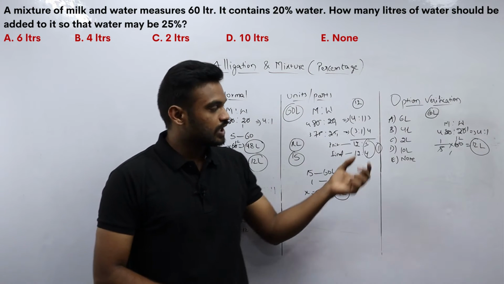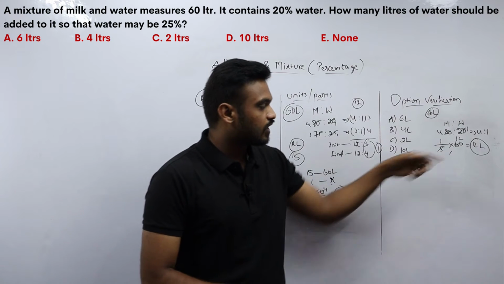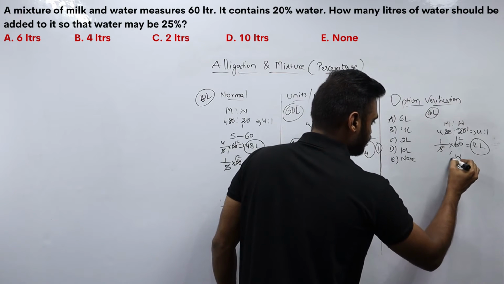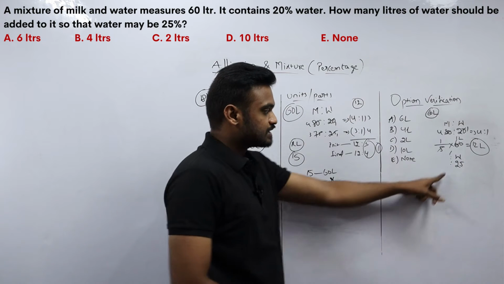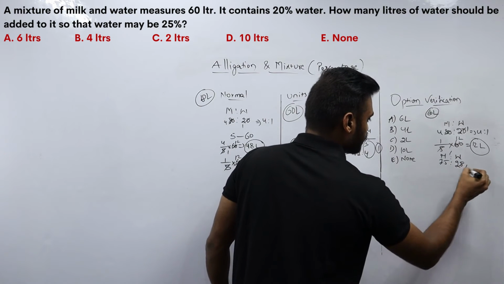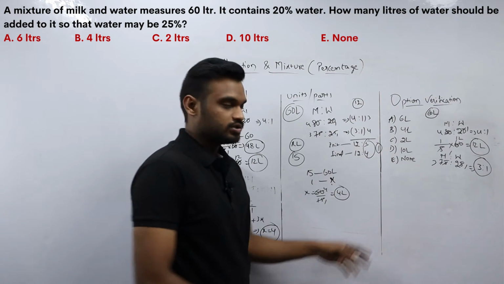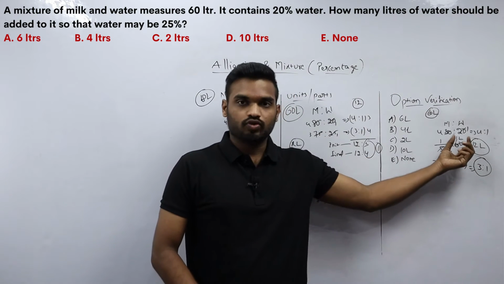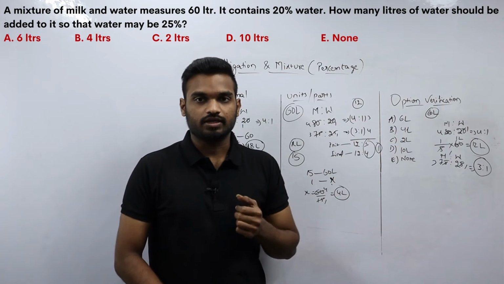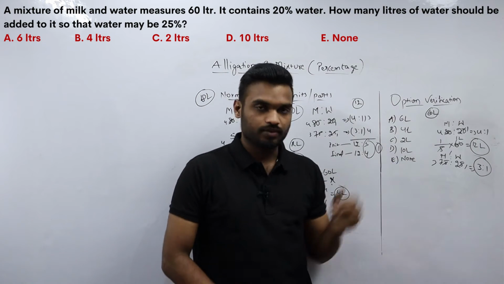Now they are saying that we are adding some liters of water. After adding some liters of water, the water becomes 25% of the final mixture. Okay, so what is the percentage remaining? That is 75%. So 25:75, the final ratio will be 3:1. See here, initially the quantity of water is 12 liters, and to this 12 liters we are adding some liters of water. After adding, we are getting the final ratio as 3:1.